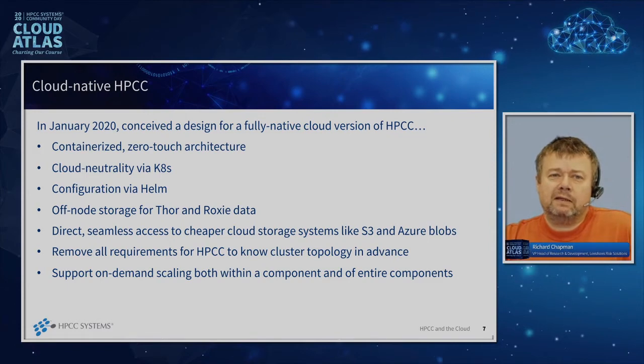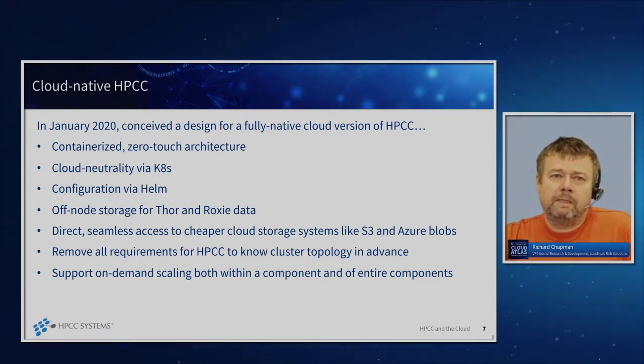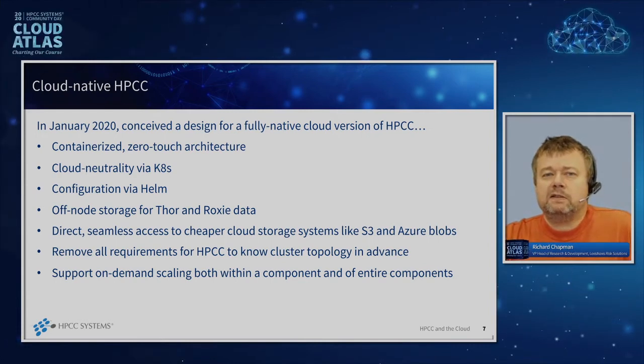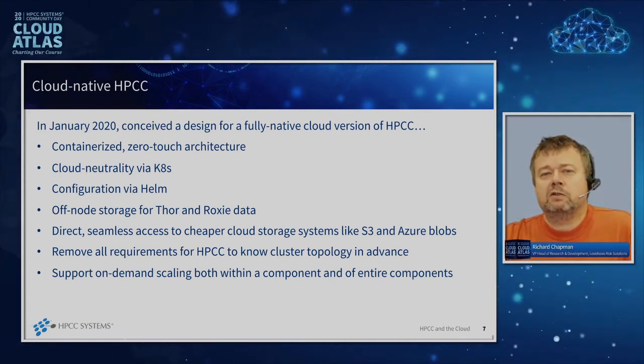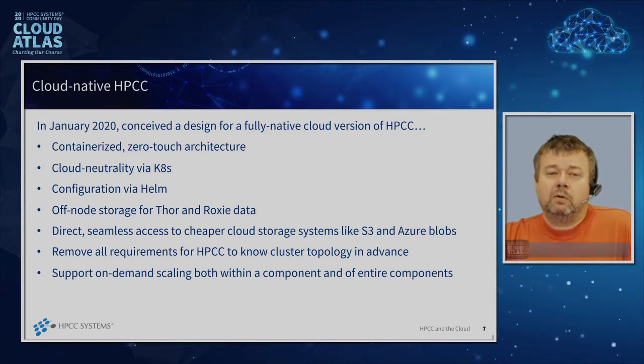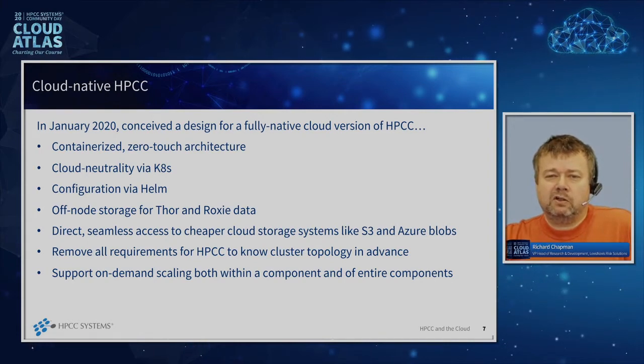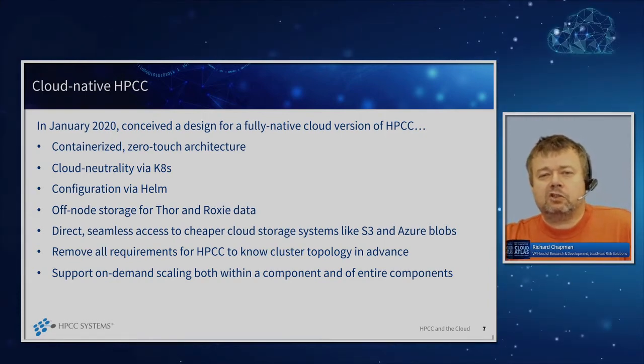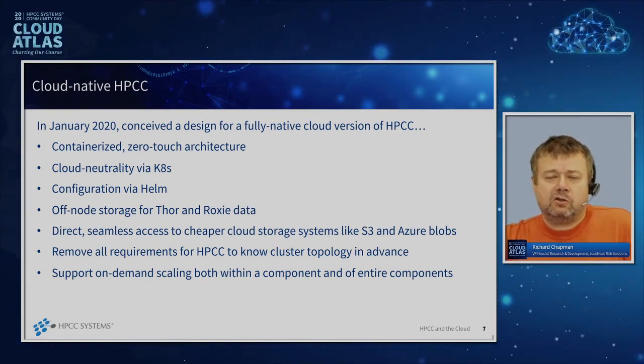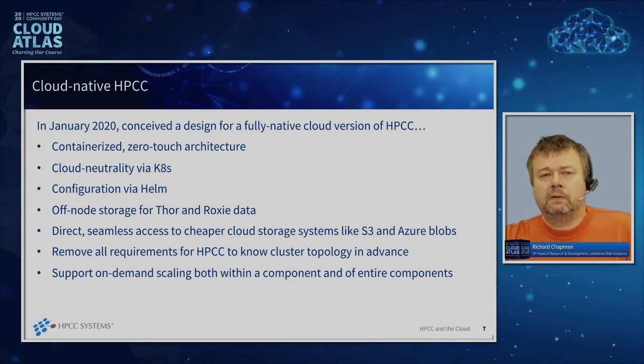We would maintain cloud neutrality by treating Kubernetes as our target platform. We would change how the HPCC platform configuration is managed to use industry standard tools and paradigms. We would support off-node storage for Thor and Roxie data, as well as for generated DLLs and other persistent state. We would support direct, seamless access to cheaper cloud storage systems like S3 or Azure Blobs.